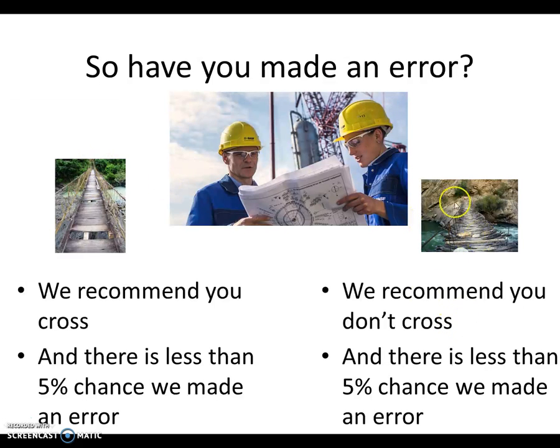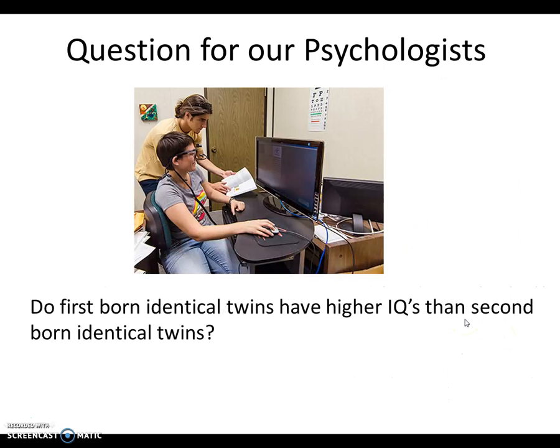For this one, they recommend you don't cross, and there's a less than 5% chance that they've made an error in making that recommendation. Okay, so it works either way. They recommend you don't cross, and there's less than 5% chance that they've made an error in their calculations. Now, what about psychologists? That's an engineer. Psychologists do exactly the same thing.